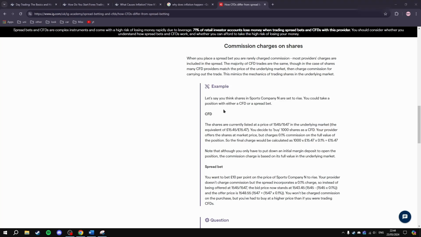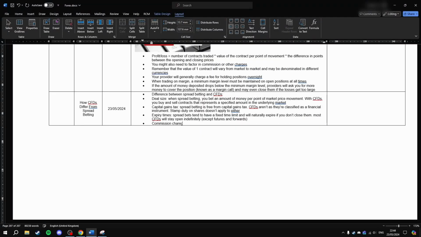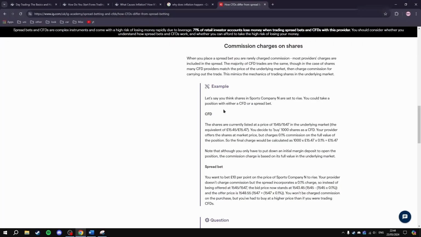Commission charges on shares. When you place a spread bet, you are rarely charged commission. Most providers' charges are included in the spread. The majority of CFD trades are the same, though in the case of shares, many CFD providers match the price of the underlying market, then charge commission for carrying out the trade. This mimics the mechanics of trading shares in the underlying markets.